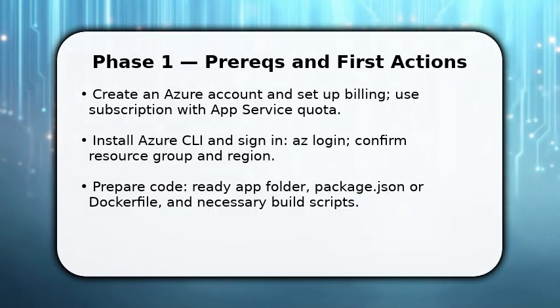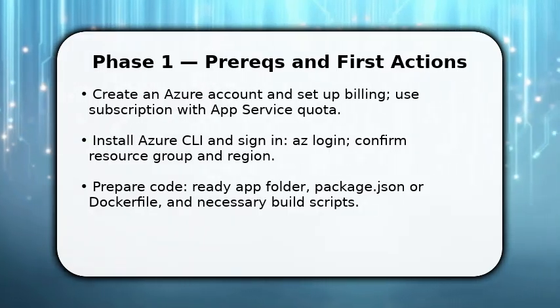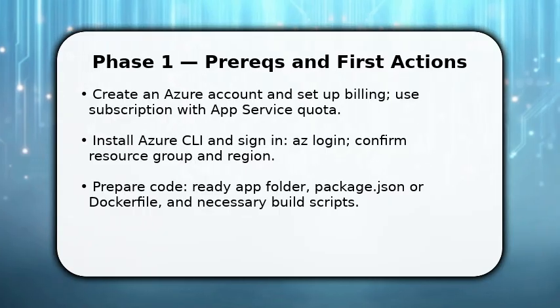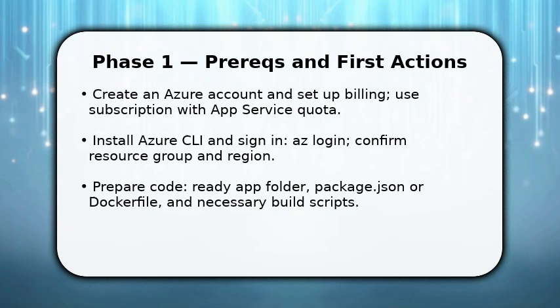Once done, create the resource group and an app service plan with az group create and az appservice plan create. Choose pricing tier and OS. This gets you into the deployment-ready state immediately.